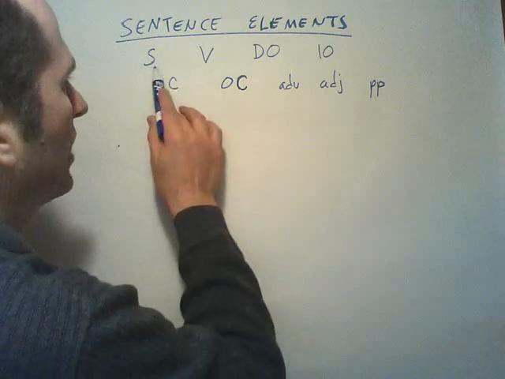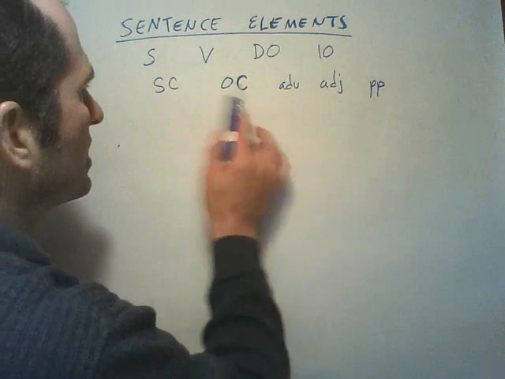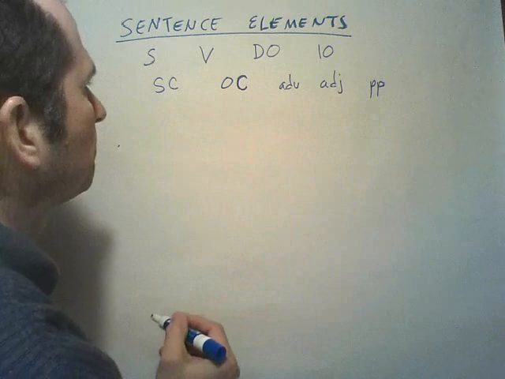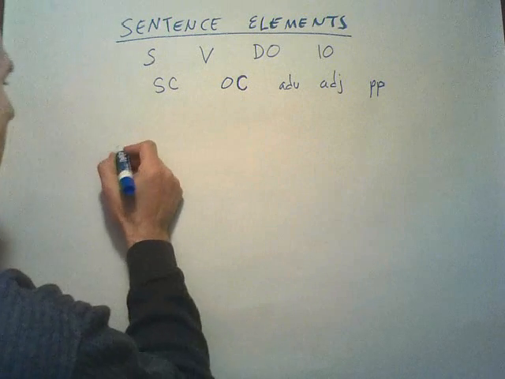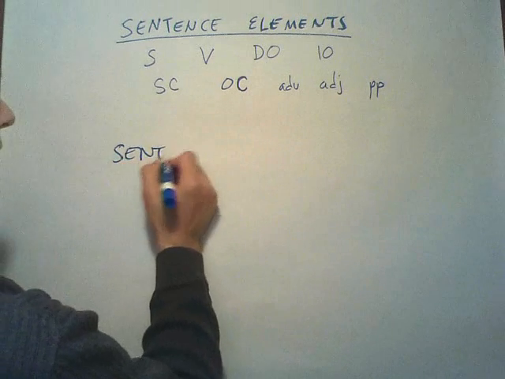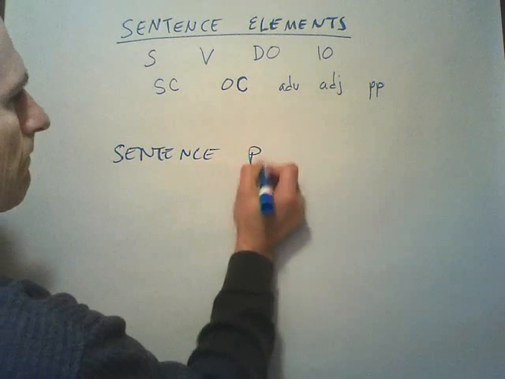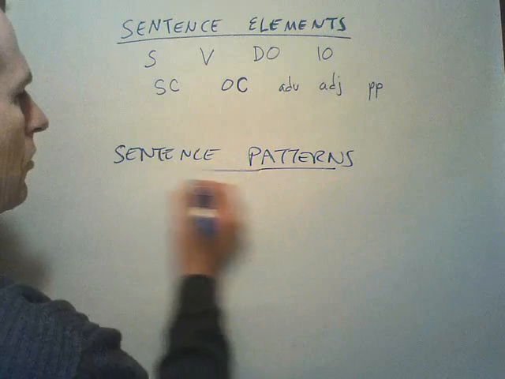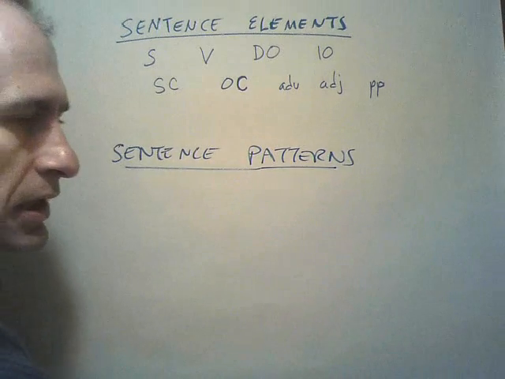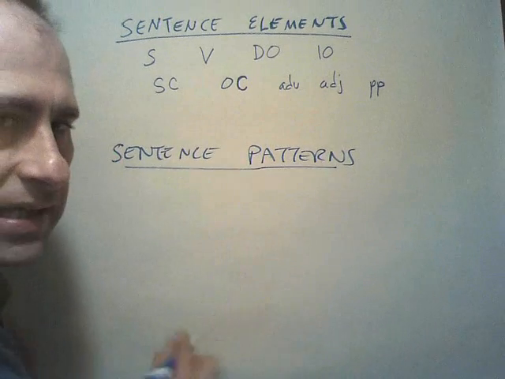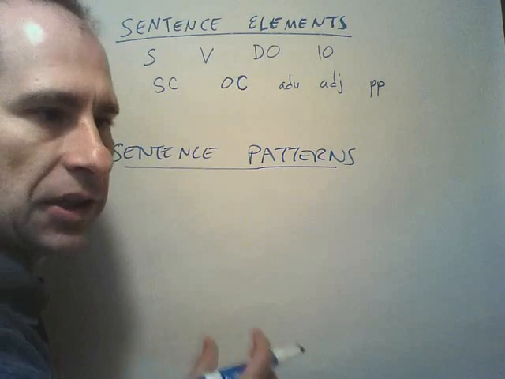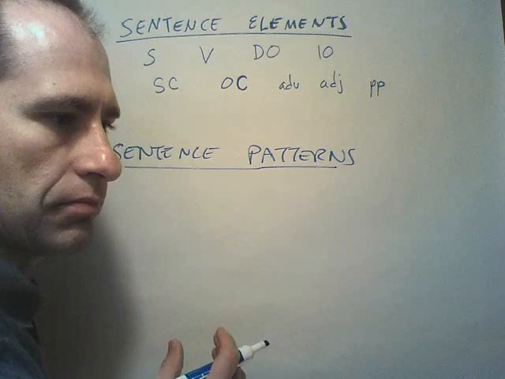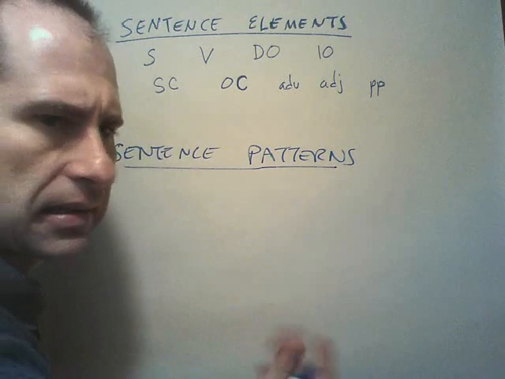Now, these are the major elements. So let's just say major elements and minor elements. All right. Now, sentence patterns or pattern units are the major elements as they may often appear in an English construction, an English sentence.